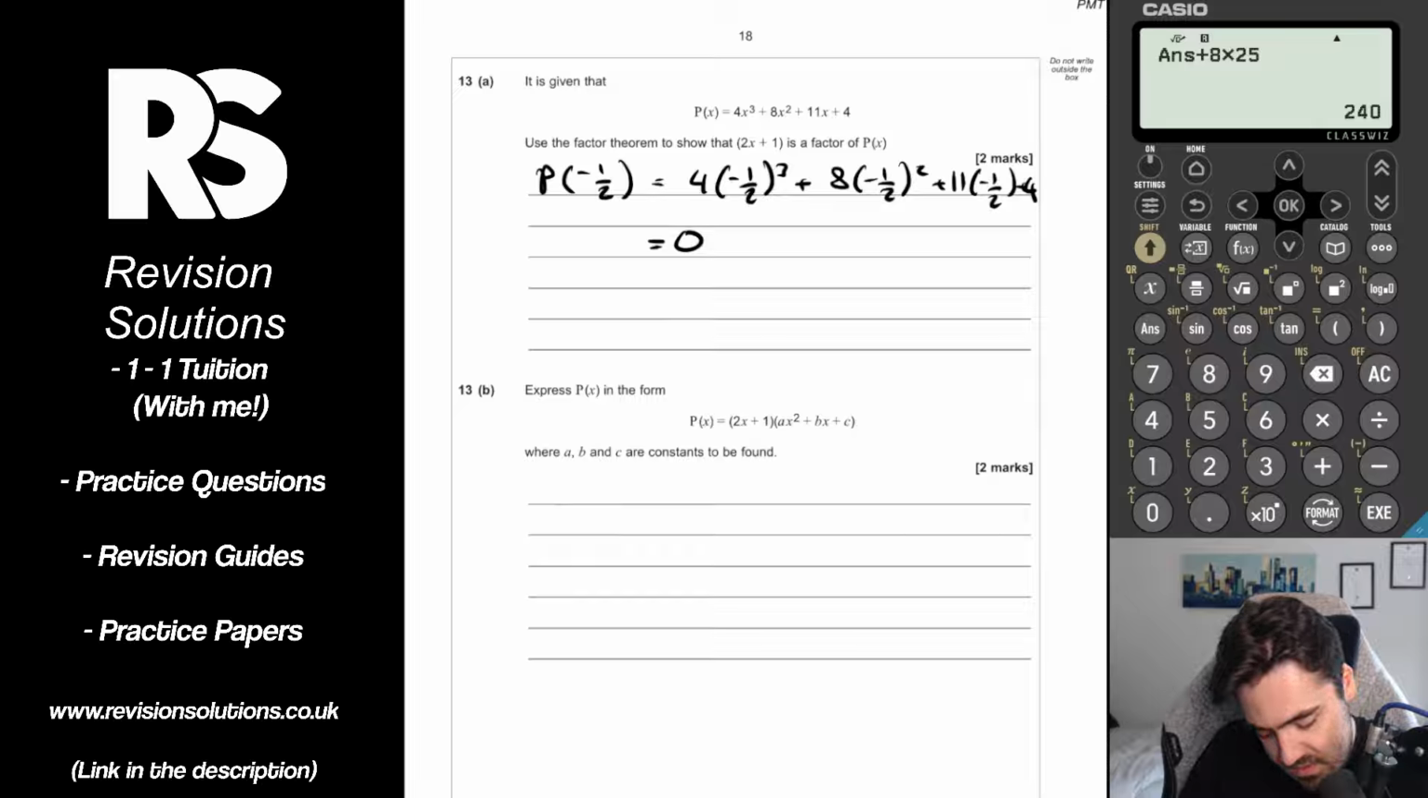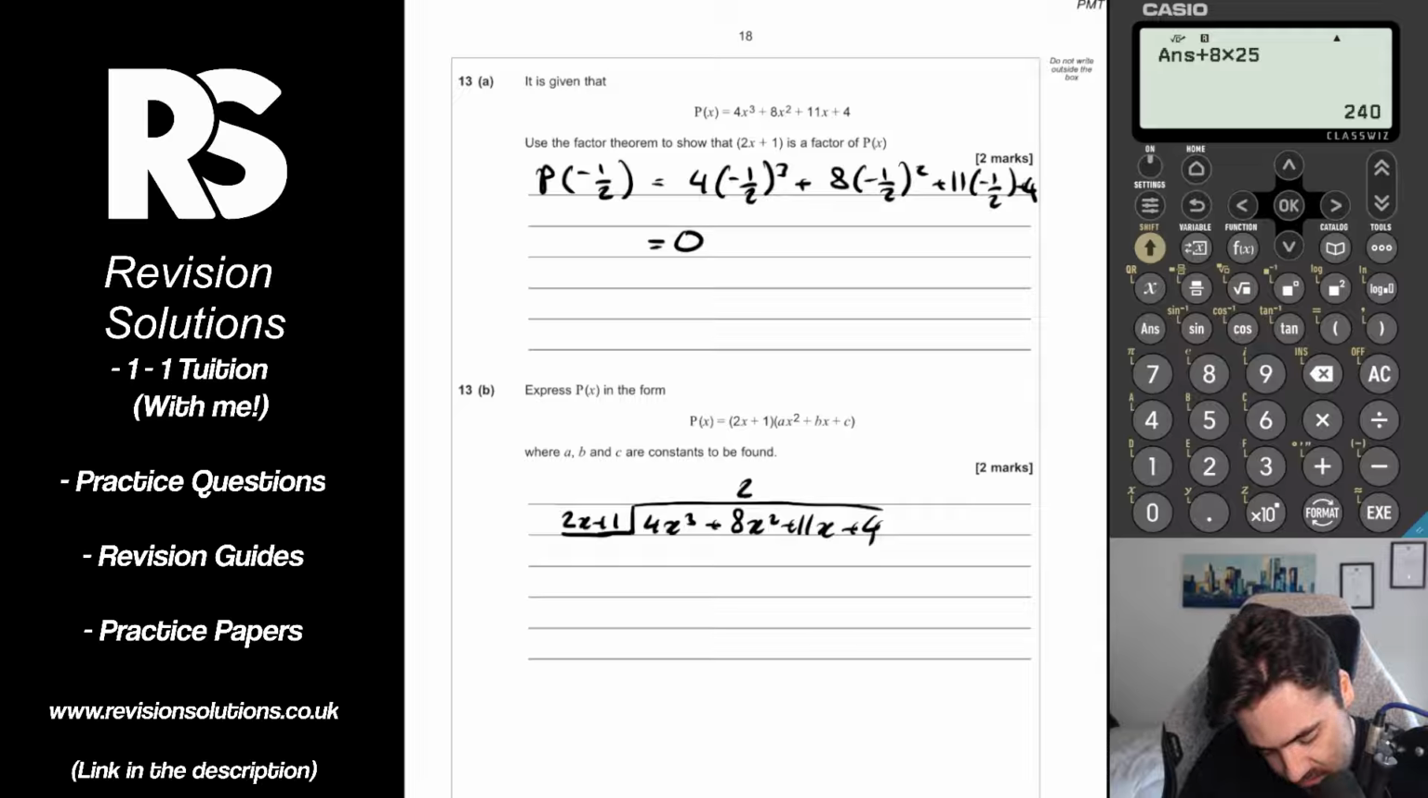Then it says express p of x in the form 2x plus 1 times a quadratic. So we're just factorizing out the 2x plus 1, and we can do that with long division. So we're going to divide 2x plus 1 into our cubic, 4x cubed plus 8x squared plus 11x plus 4. So 4x cubed divided by 2x, that's going to give us a 2x squared. Multiplying that through, we're going to get a 4x cubed back, and then a plus 2x squared.